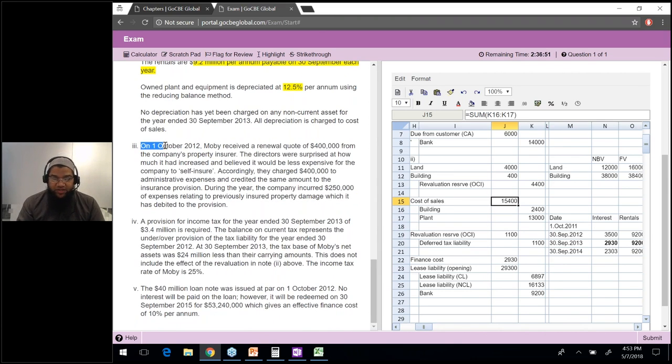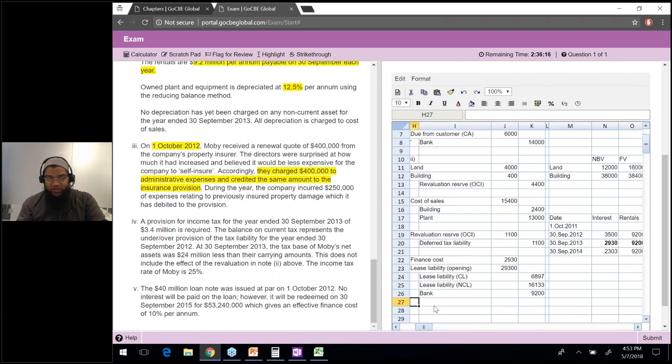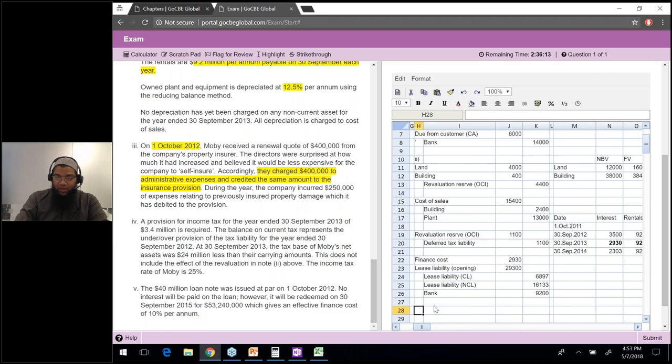So adjustment number three, the question says that on 1st October 2012, which is the start of the year, Mobi received a renewal quote of 400,000 from the company's property insurer. The directors were surprised at how much it had increased and believed it would be less expensive for the company to self-insure, which means that the company can bear the risk on its own. Accordingly, they charged 400 to administrative expenses and credited the same amount to the insurance provision. So although they have not insured themselves from the insurance company, but still they have recorded insurance premiums.